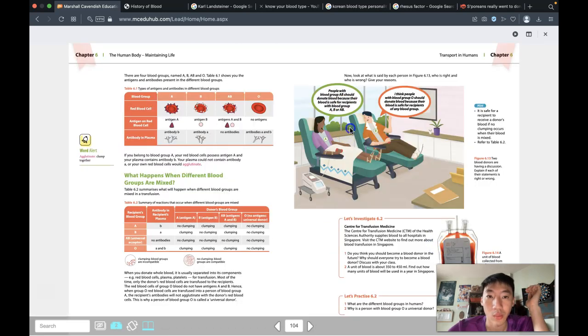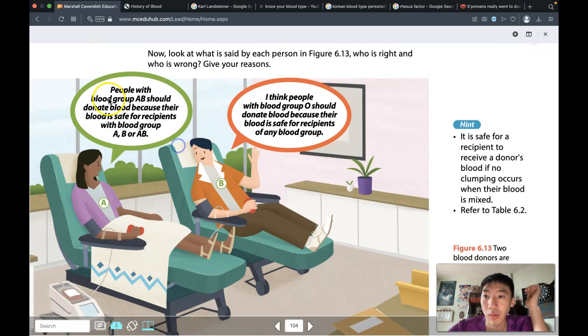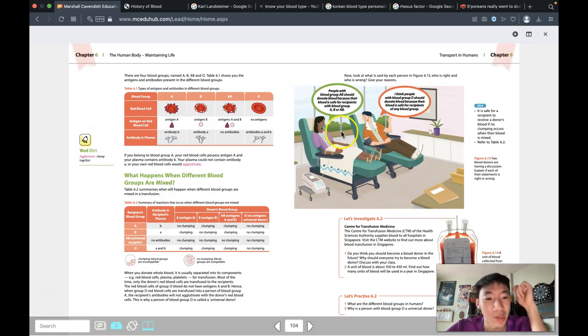Okay, let's take a look at what these people are saying. So they say people with blood group AB should donate blood because their blood is safe for recipients with blood group AB or AB. Huh? No. Okay, then this one says, I think people with blood group O should donate blood because their blood is safe for recipients of any blood group. Okay, yeah, so this is why science is important, so we don't end up with a lot of chaos in the world.